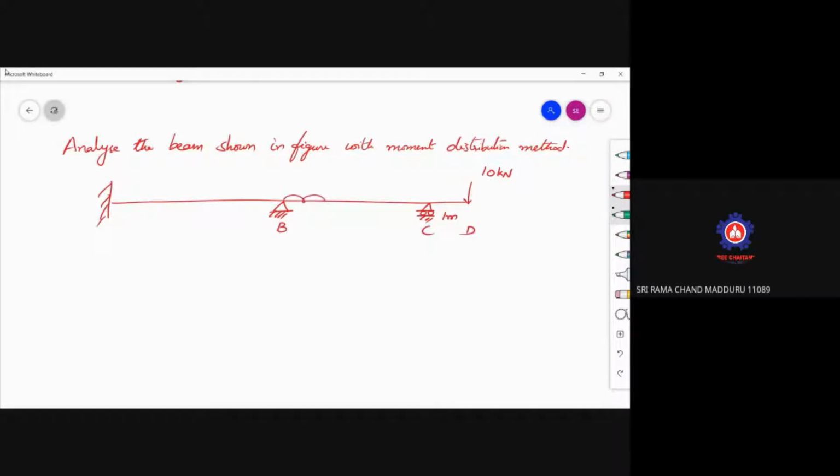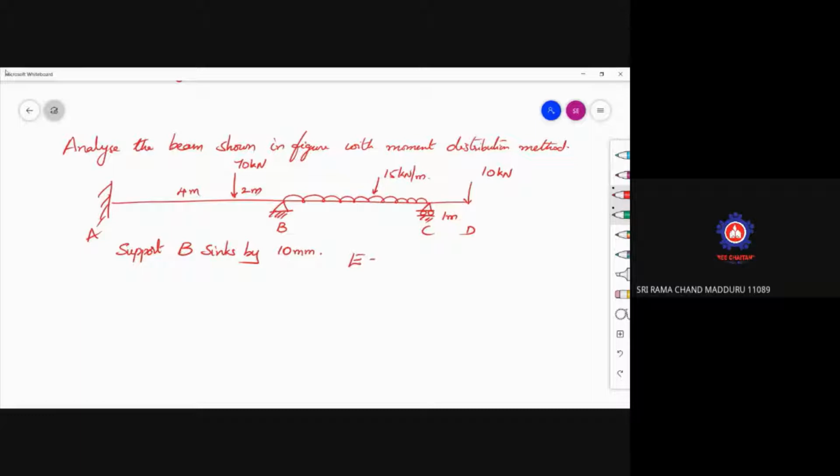And on the BC span, a UDL is acting. And the value of UDL is 15 kilonewton per meter. A point load is acting here, which is 70 kilonewtons. And this is 4 meters, this is 2 meters, and this is A. Now it is given that support B sinks by 10 mm. Support B sinks by 10 mm.